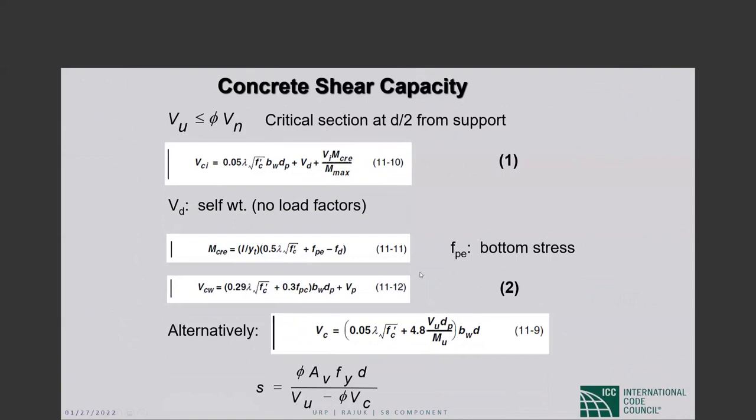That's typical for shear design. As you know, ACI allows us to come out a distance d over 2 and design for that shear at that point, which should be less than the shear at the support section.